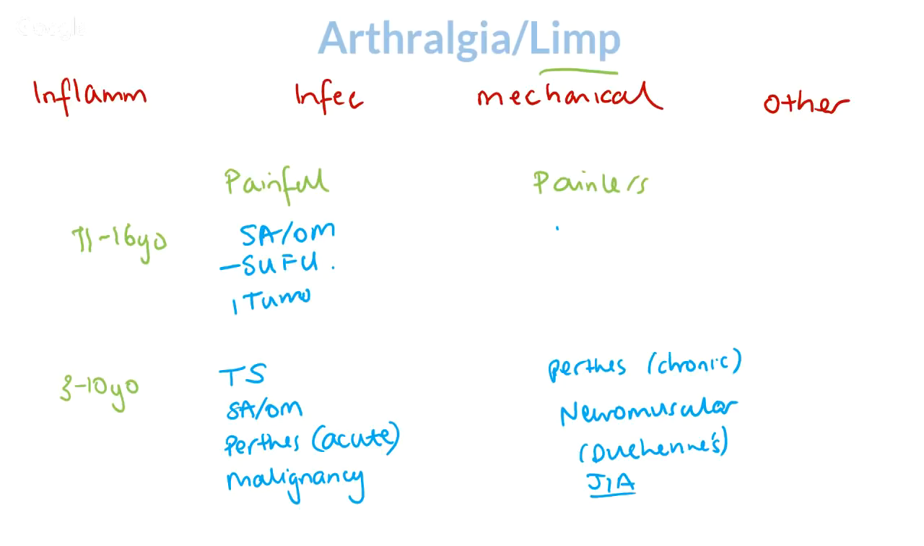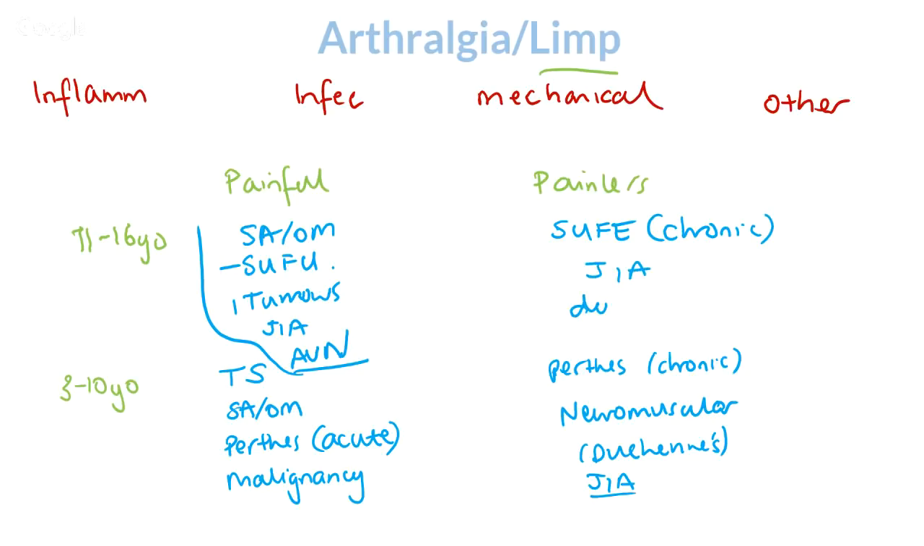Tumors again, JIA, and AVN. So AVN, what do you think would be a common cause of a child of this age to get avascular necrosis, especially of the femoral head? Steroids. And what's another thing that is associated with steroids? Cushing's. So one of the complications of Cushing's disease is to have avascular necrosis of the femoral heads. Okay. And in this case, you also have SUFE, but again, chronic. So the chronic version, JIA, and dysplasia.